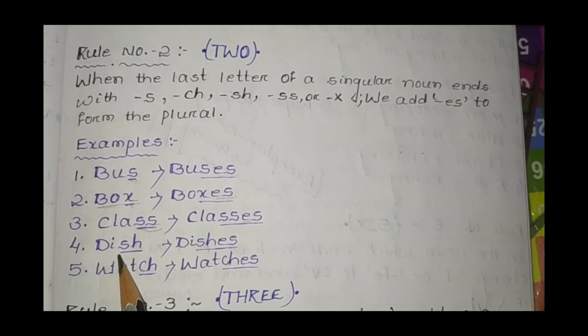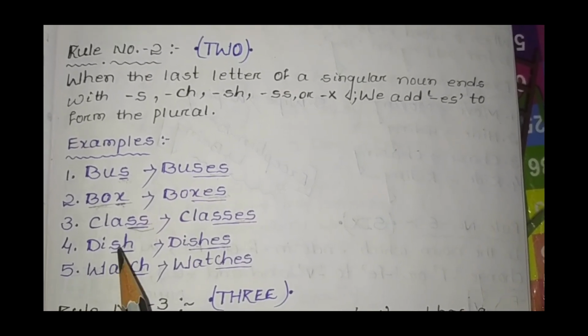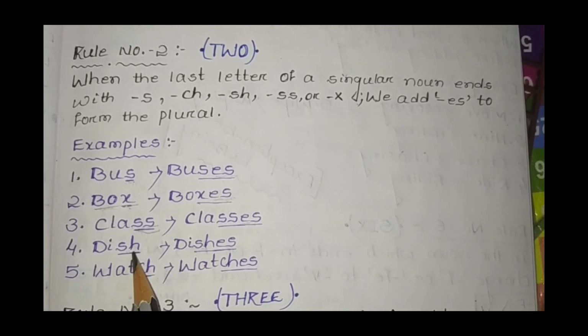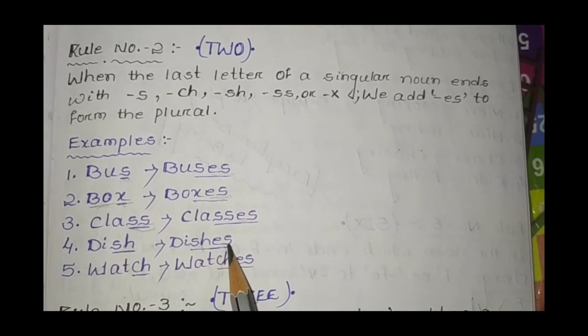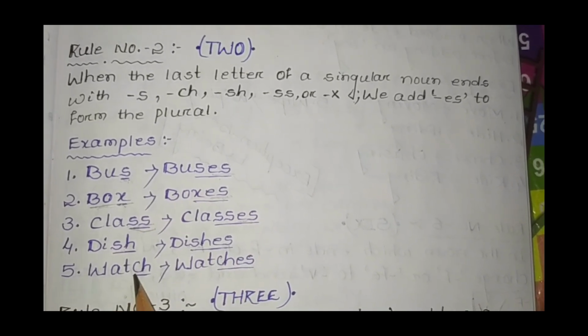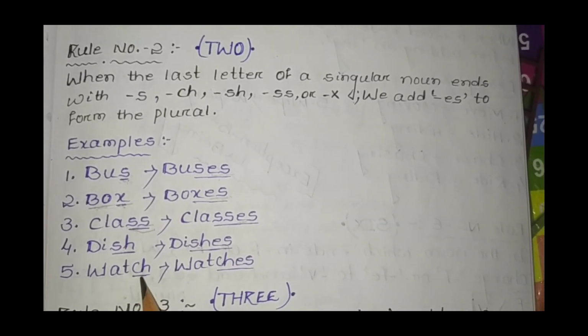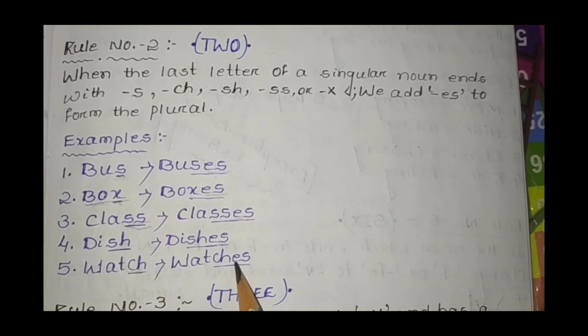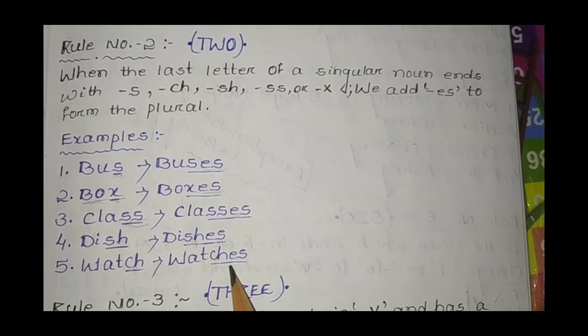Then coming to dish. This singular noun also ends with sh. That is why we add es to form its plural. Then coming to number 5, watch. This singular noun also ends with ch. That is why we add es to form its plural.